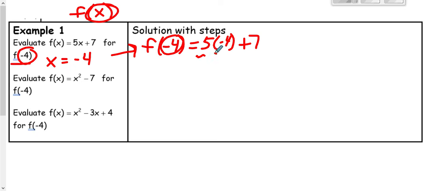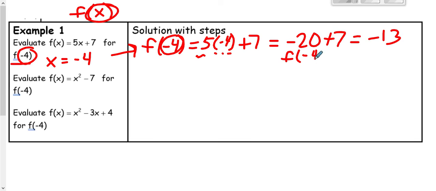So then I can simplify that piece. That would become a -20 plus 7, which would become a -13. So we can say that f of -4 is -13. So we're just plugging in the value and simplifying. Let's look at the second one.